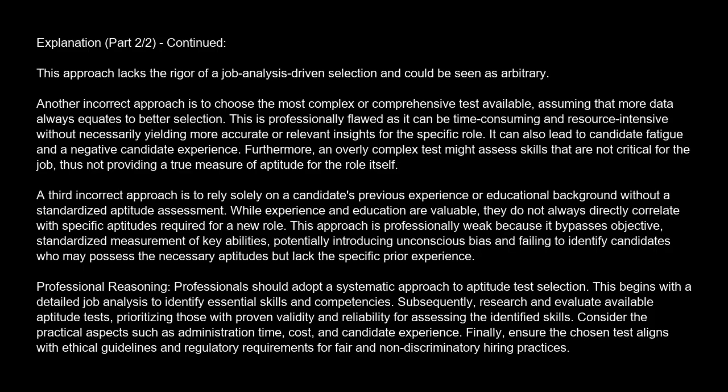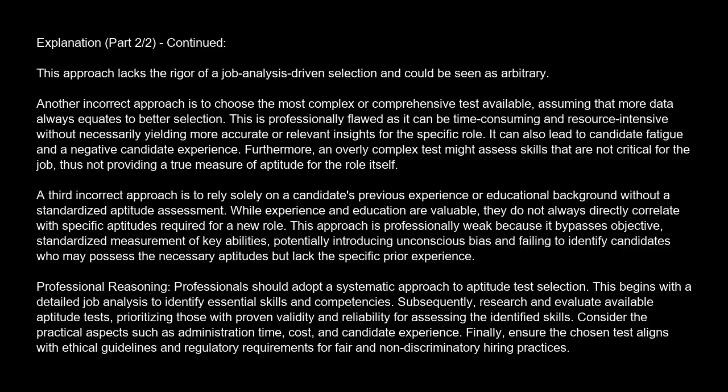Another incorrect approach is to choose the most complex or comprehensive test available, assuming that more data always equates to better selection. This is professionally flawed as it can be time-consuming and resource-intensive without necessarily yielding more accurate or relevant insights for the specific role. It can also lead to candidate fatigue and a negative candidate experience. Furthermore, an overly complex test might assess skills that are not critical for the job, thus not providing a true measure of aptitude for the role itself.